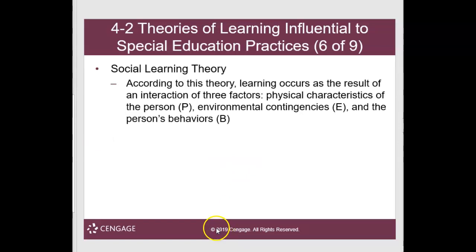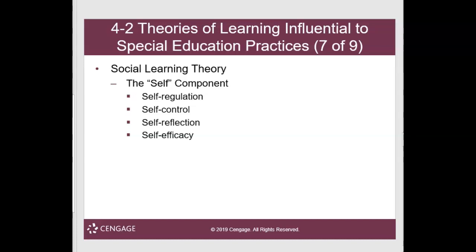All right, social learning theory. This is a theory that says learning occurs as the result of an interaction of 3 different factors, okay? Physical characteristics of the person, or P, person, physical characteristics, environmental contingencies, or E, kind of what's going on in the environment, and the person's behavior, B. So P, E, and B, the interaction of the physical characteristics of the person, the environmental contingencies, what's going on, and the person's behavior all lead to social learning theory.